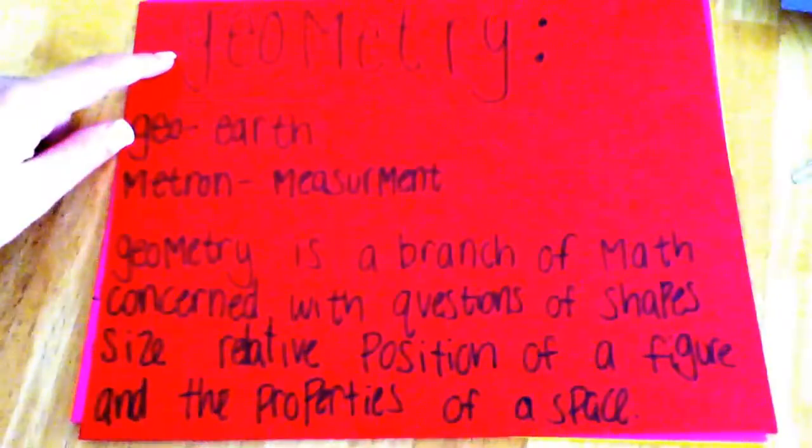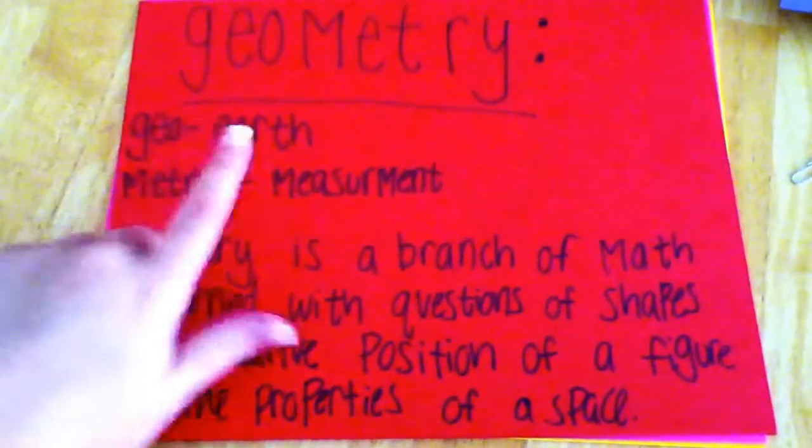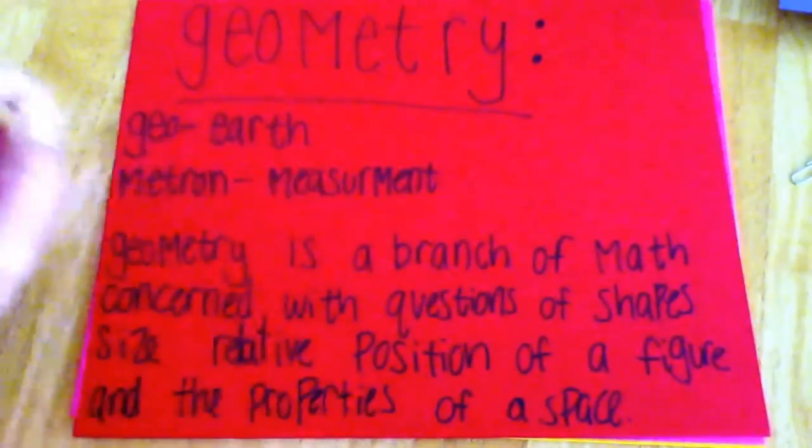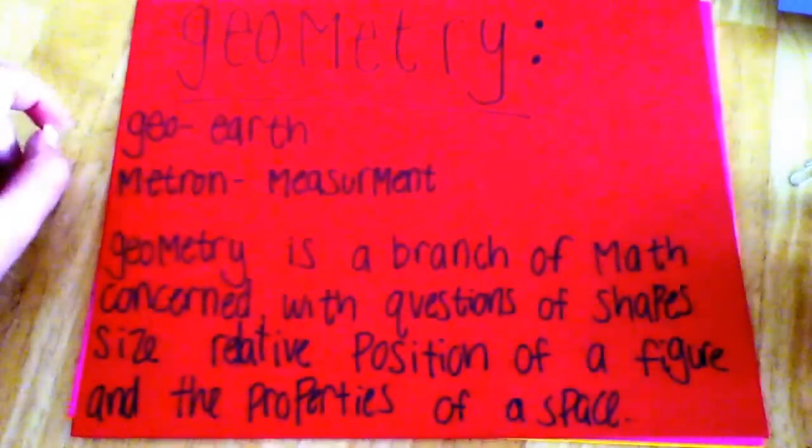The word geometry comes from the root word geo, which means earth, and metron, which means measurement. The definition of geometry is a branch of mathematics concerned with questions of shapes, size, relative position of a figure, and the properties of a shape.